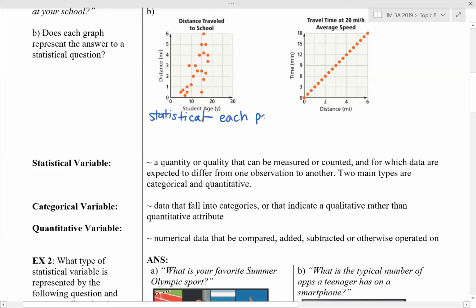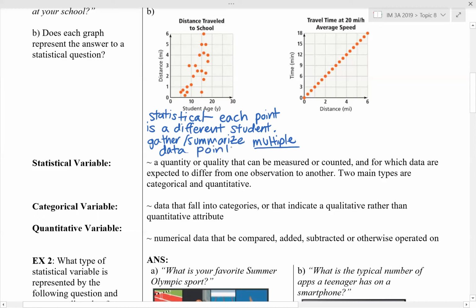So each point is a different student. Ultimately, this is to gather and summarize multiple data points. Each point is a different person asked the same question, so I can now find averages between those things.